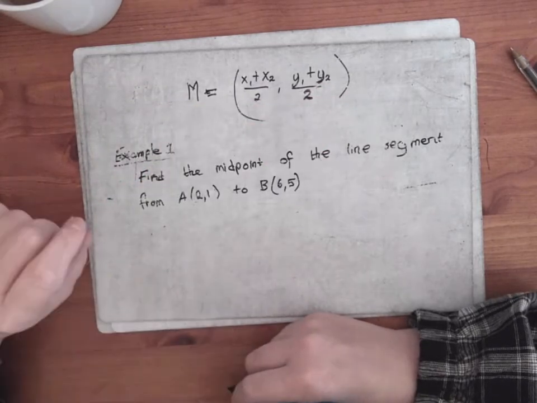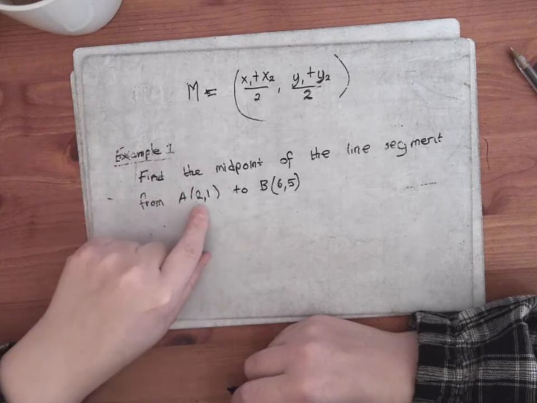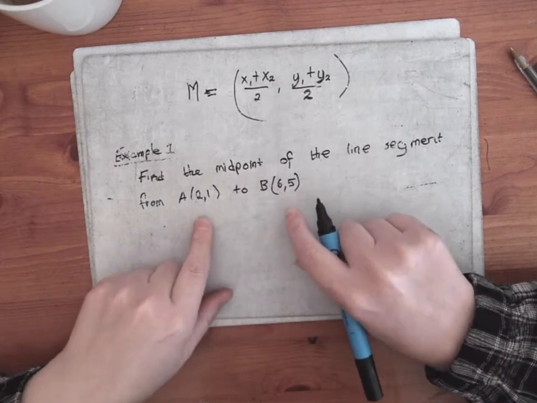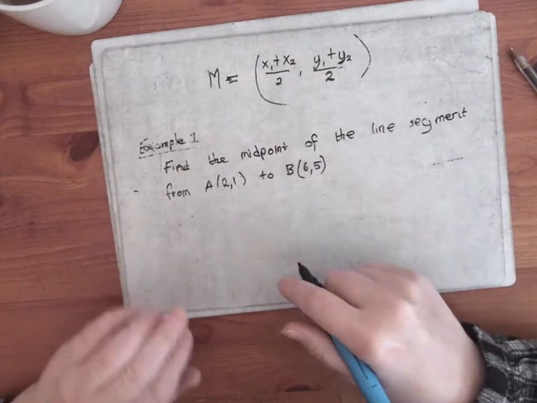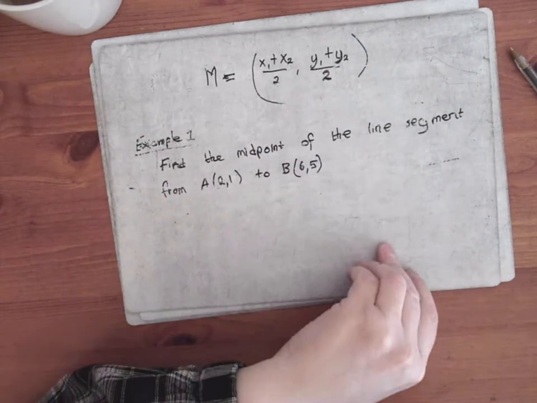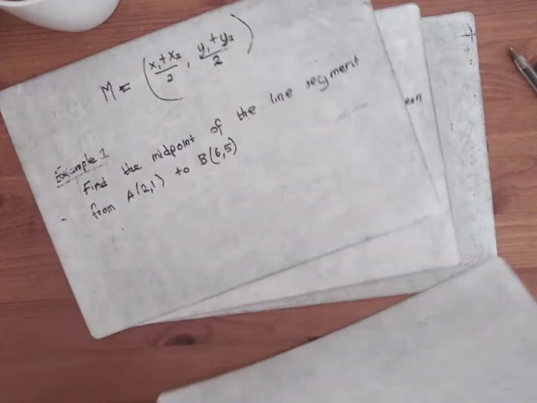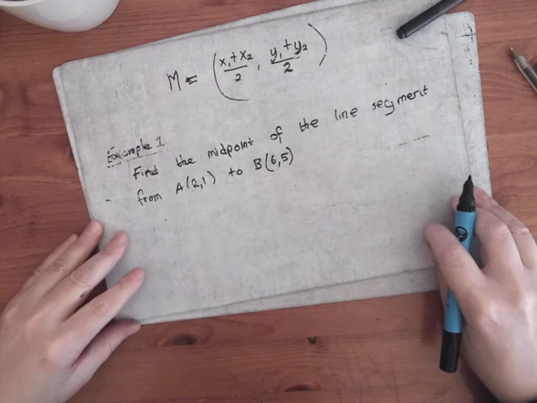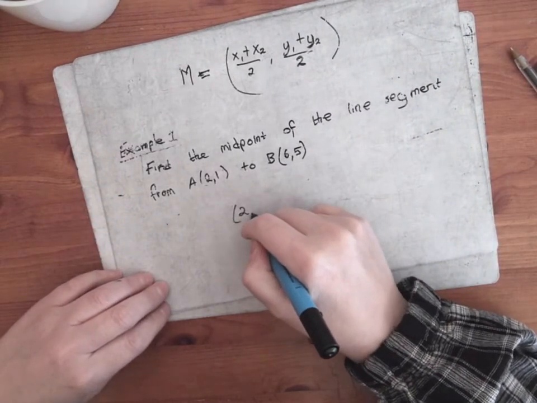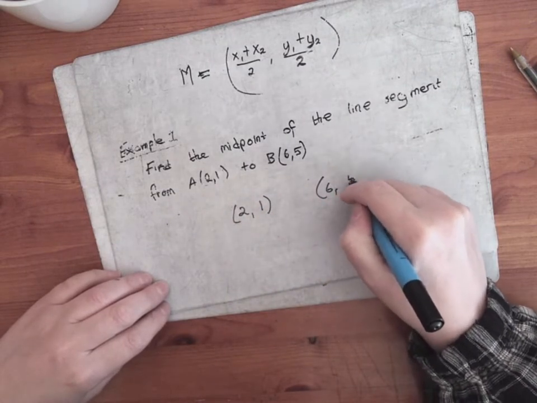So capital M, and it's x1 plus x2 over 2, comma, y1 plus y2 over 2. Now it's midpoint, so your answer is going to be a point, the same way (2, 1) is a point and (6, 5) is a point. You may notice these are the ones I used on the diagram, but I want to do it using the formula. So what we do is we take one end of the line, which is (2, 1), and we take the other end of the line, which is (6, 5).